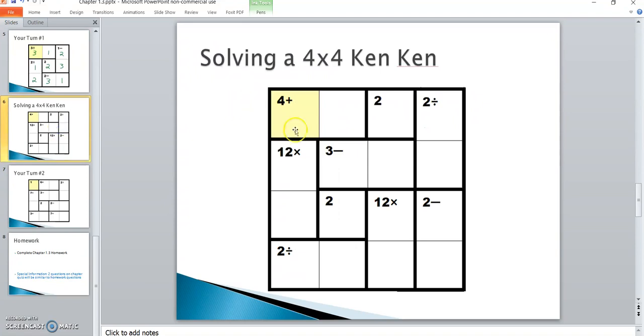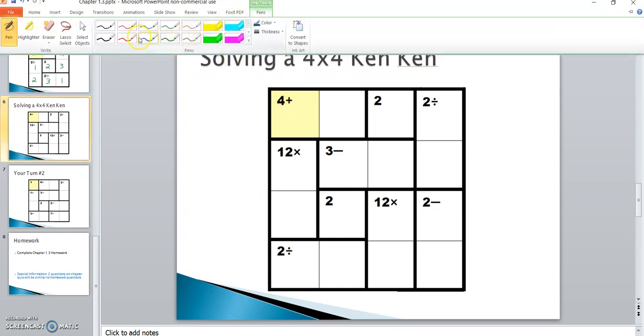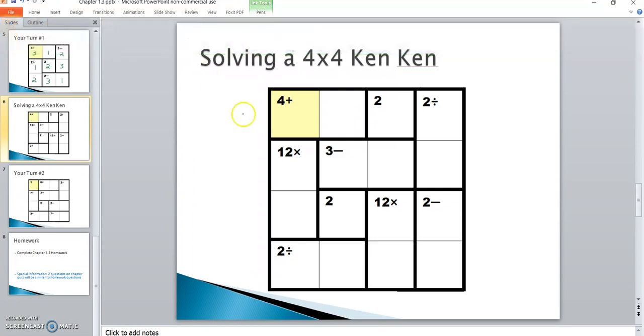Alright, so let's move on to a more difficult one here. So now we're going to be solving a 4x4 Ken. The rules are the same, and I would encourage you to follow the same strategy. So if you see any single squares, I want you to fill those in right now. And now we have to keep in mind that we're using the numbers 1, 2, 3, and the number 4.